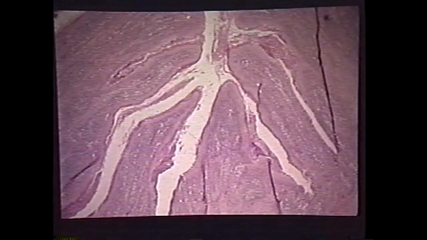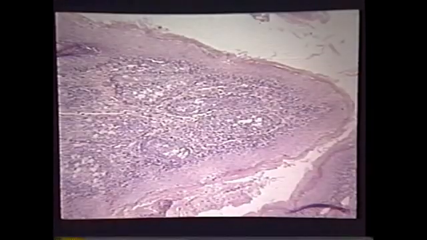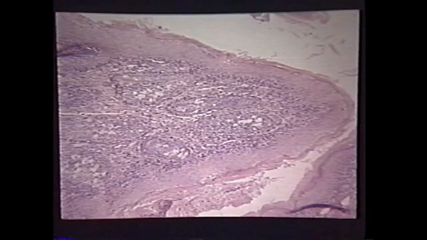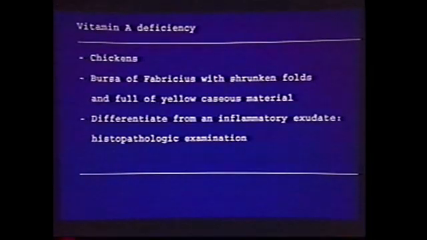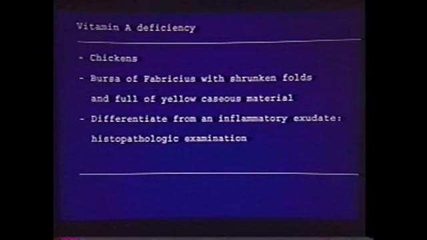It is not very widely known that vitamin A deficiency can cause a lesion in the bursa of Fabricius like this. There is atrophy of the follicle, squamous metaplasia, and keratinization of the lining epithelium. And this is vitamin A deficiency.